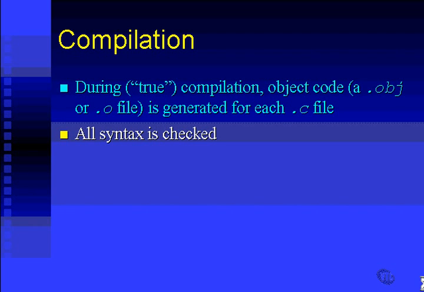During the compilation phase, every line of code that you've written is checked for syntactic and grammatical correctness. In other words, have you got a semicolon on the end of each line? Have you got a closing curly bracket at the end of each function? And so on. This is all the language syntax.